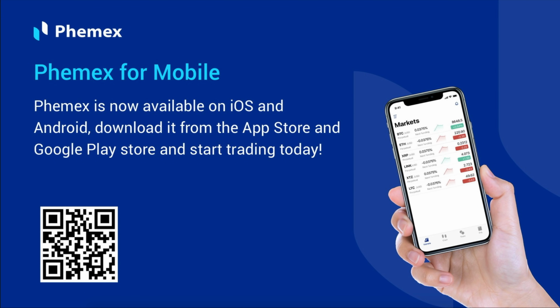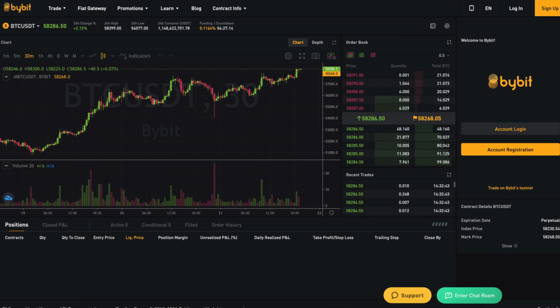Also, I highly recommend if you are on the go to check out Phemex for your phone. That's right, they do have a mobile app. It's available for iOS as well as Android. It's a very seamless experience, and I do highly, highly recommend it if you are looking to do some trading on the go.